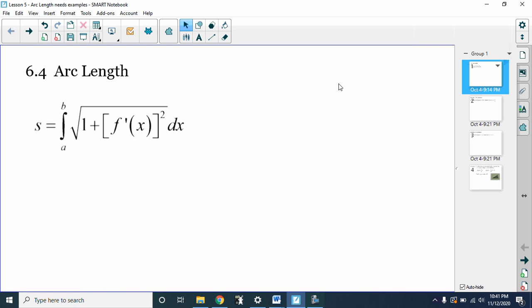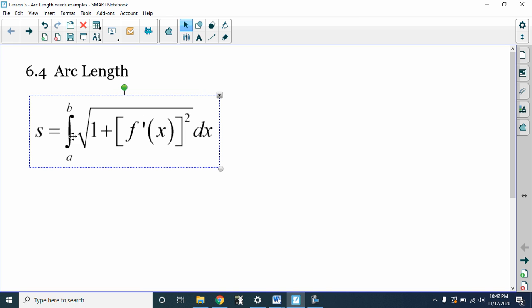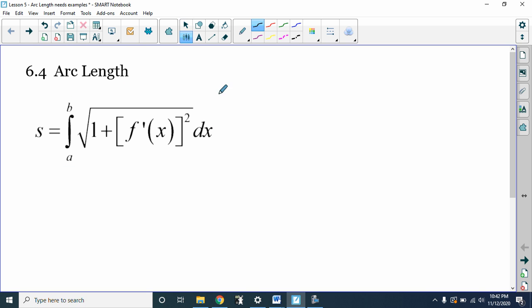Pretty short lesson today. It's section 6.4. It's on arc length. The formula for arc length is right there. You can read it. The length of an arc is equal to the integral from a to b of the square root of 1 plus f prime of x squared dx. So that will give you the length of f of x on the interval from a to b.